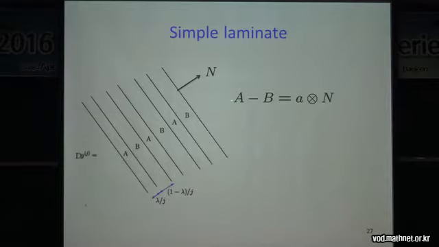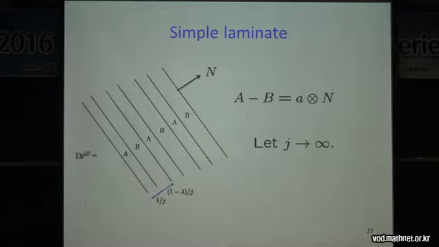So how does that work for a simple laminate? Suppose we take two matrices that are rank one connected, so their difference is A tensor N. That means I can layer them A, B, A, B, A, B, A, B, with the normal to the interfaces being N. Now let's suppose that we construct a sequence of gradients, Dyj, which takes these values A, B alternately, and the A layers are of thickness lambda over j, and the B layers are of thickness 1 minus lambda over j. And now I let j go to infinity. So as j goes to infinity, this becomes infinitely fine.